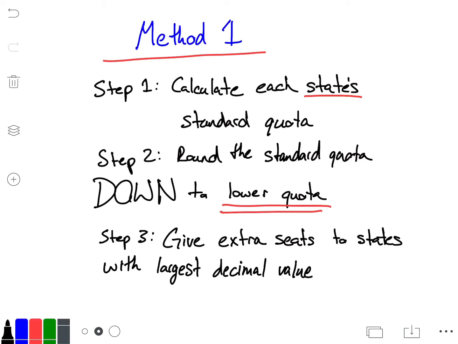And then step three, we're going to give extra seats out to states with the largest decimal value. So we're going to ignore the whole number at the beginning, and we will be basing it completely off the decimal at the end. Let's go ahead and dive into an example.